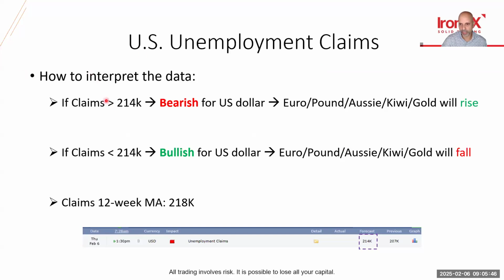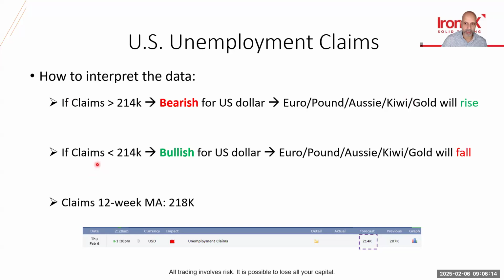So once again, the forecast for this week sits at 240,000. And if claims come in much higher than the forecast, this is typically going to be bearish for the US dollar, because remember, higher claims signals weakness in the labor market. And hence, that in turn could push currency pairs like the euro, pound, Aussie, and Kiwi higher, along with gold prices as well. So a falling dollar is likely to push these asset classes up.